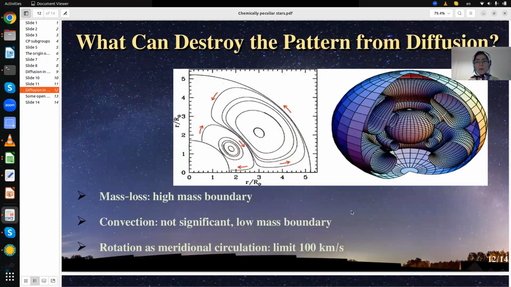And what can destroy the pattern from diffusion? For the high mass boundary, for example, B-type stars, I told you the CP stars are from early B-type stars to early F-type stars. For B-type stars, because they are the high mass boundary, mass loss can destroy the pattern of the diffusion. And for the low mass boundary, as I told you, for example, F-type stars, convection can destroy the pattern of the diffusion. And for others, the most important is rotation. Rotation as meridional circulation, and the limit is 100 kilometers per second, above which it can destroy the diffusion.